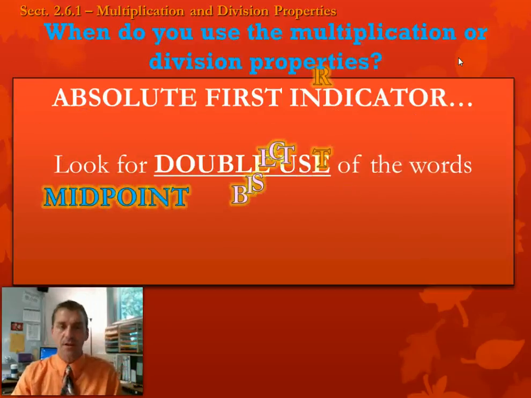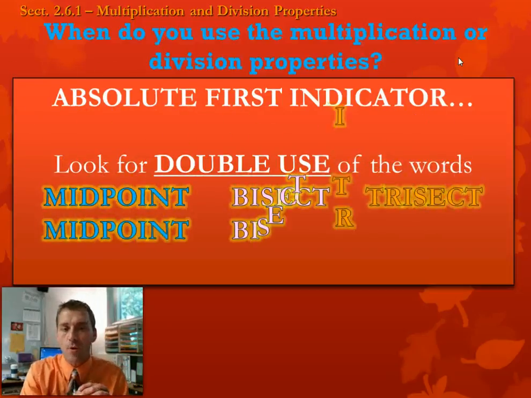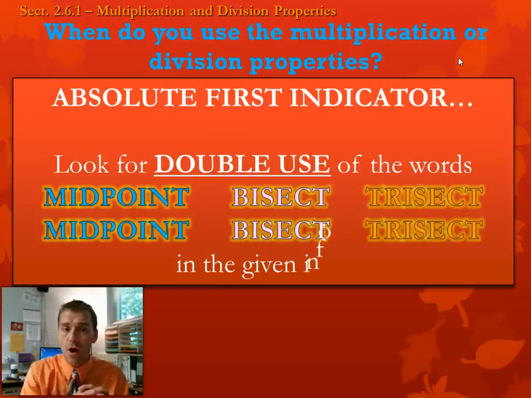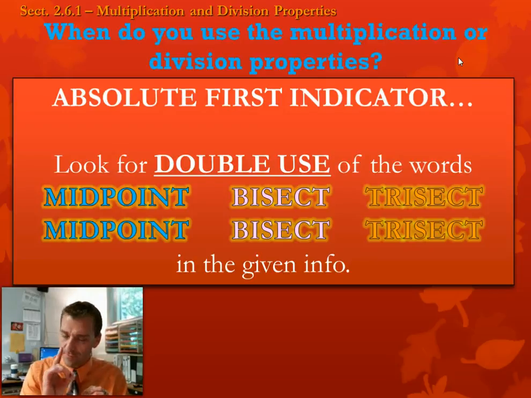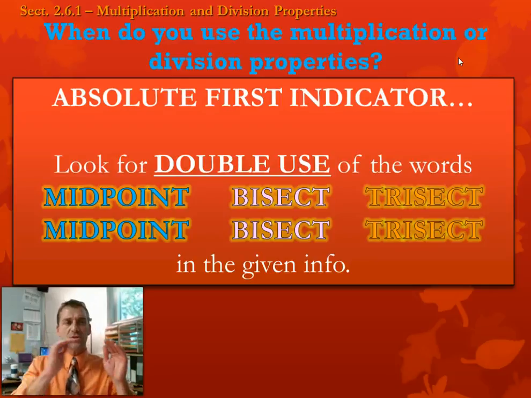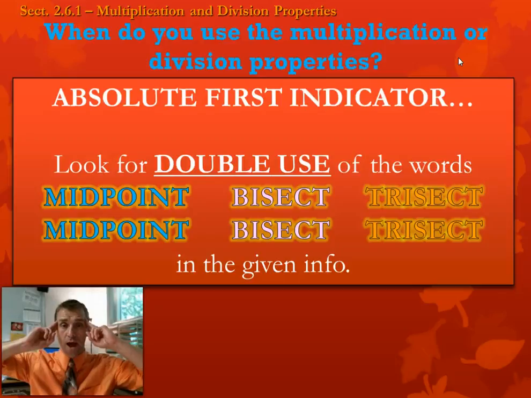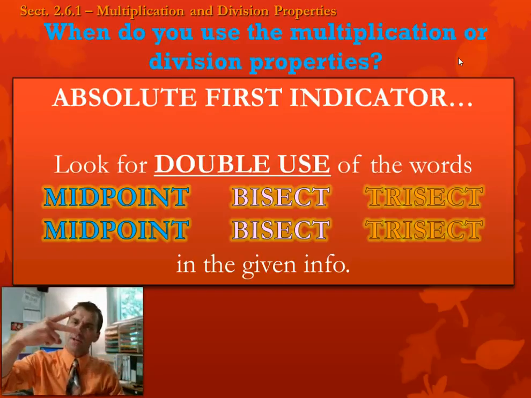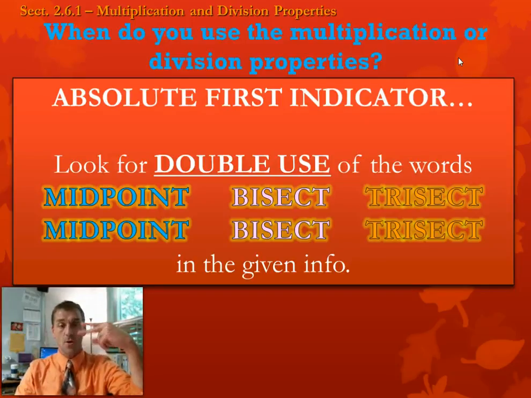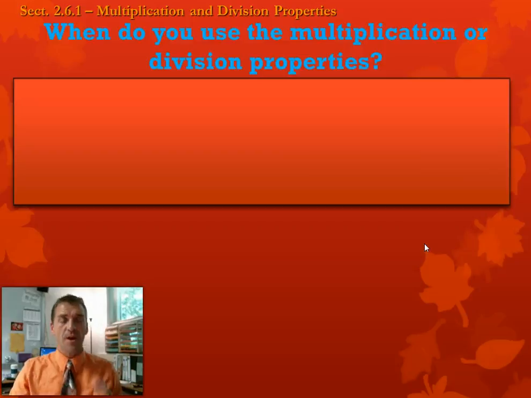And you'll see these in class. But you need to look for the double use of the words midpoint, bisect, or trisect. If you see the double use, it doesn't always mean it's written twice, careful with that, but if it's being used in two different places in the picture, then you need to immediately think, ooh, I should be thinking multiplication or division. But which one do I use then if I see midpoint twice, or bisect twice, or trisect twice? Well, then you do this.